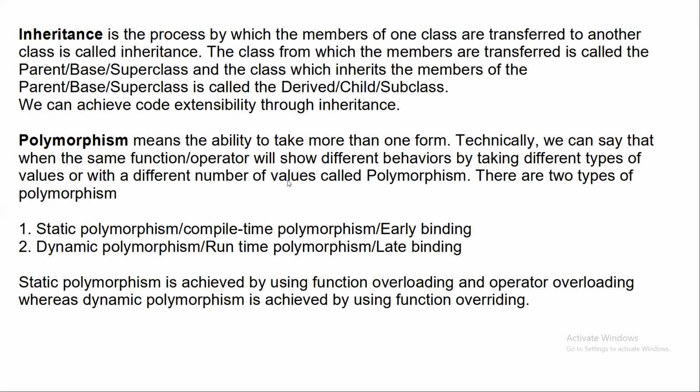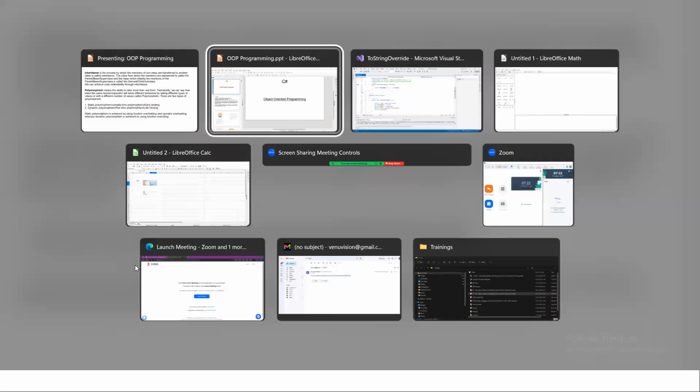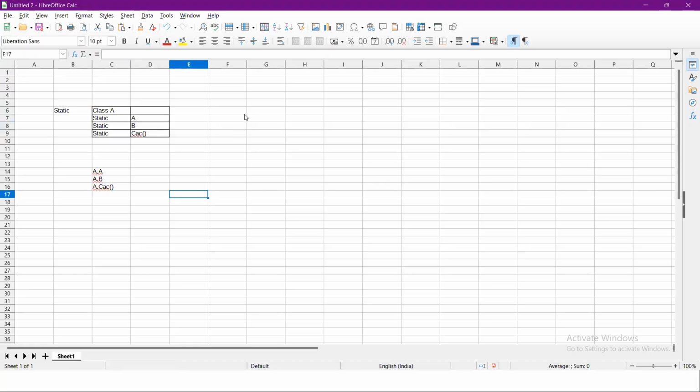And polymorphism, as I mentioned, is the same method but with a different purpose. There are two types of polymorphism: static polymorphism and dynamic polymorphism. Static polymorphism means that whenever you invoke a method, at compilation time it already knows which method it has to invoke. It is called compile time polymorphism. Maybe for now just remember this, or let me take an Excel and explain, which is easier.